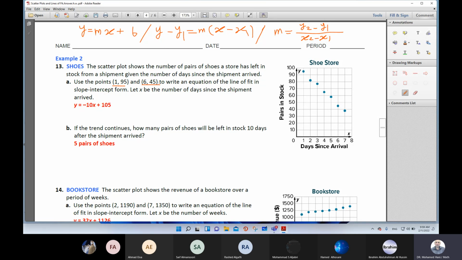We have 2 points and we want to write the equation. The first step, start to solve the slope. This is x1, y1. This is x2, y2. So y2 means 45 minus y1, 95. Then x2 means 6 minus x1, 1.